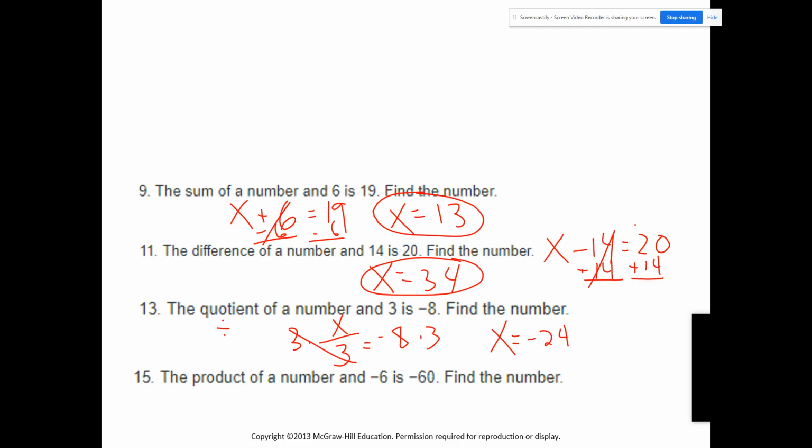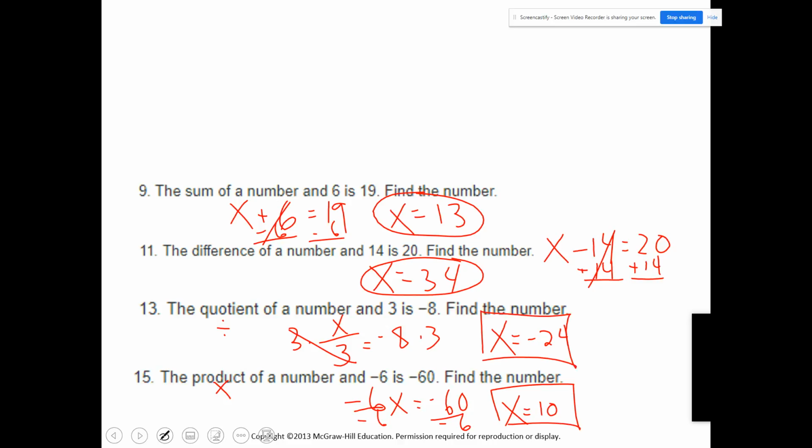And for 15, the product of a number and negative 6 is negative 60. Product means multiplication. So negative 6 times x is negative 60. And we're going to divide by negative 6. So x equals a positive 10. Okay, negative divided by negative is a positive. All right, a couple more examples.